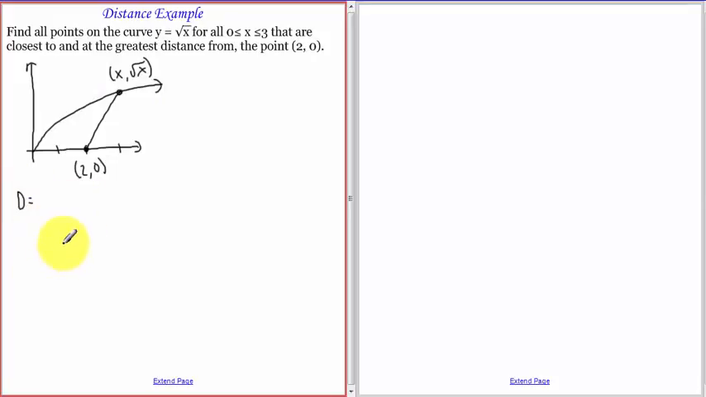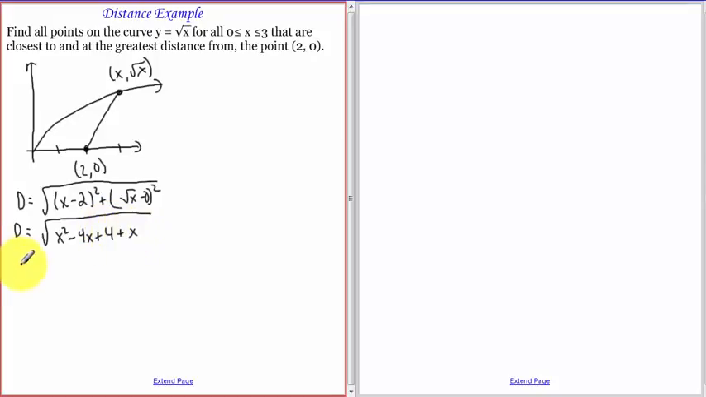So our distance formula: the difference of the x's squared plus the difference of the y's squared. Simplifying that, we get x squared minus 4x plus 4 plus an x.